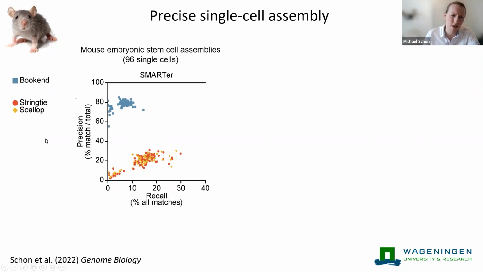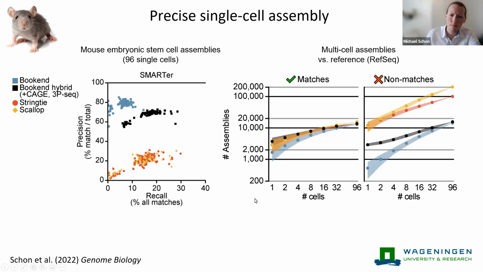But this data can be supplemented through hybrid assembly if we can provide CAGE and 3P-seq data. These are the 5' and the 3' end information. If we provide it alongside the single cells as a hybrid assembly, we see that the sensitivity is restored. So really the loss in sensitivity can be attributed to the fact that it's harder to pick up this small number of 5' and 3' ends.